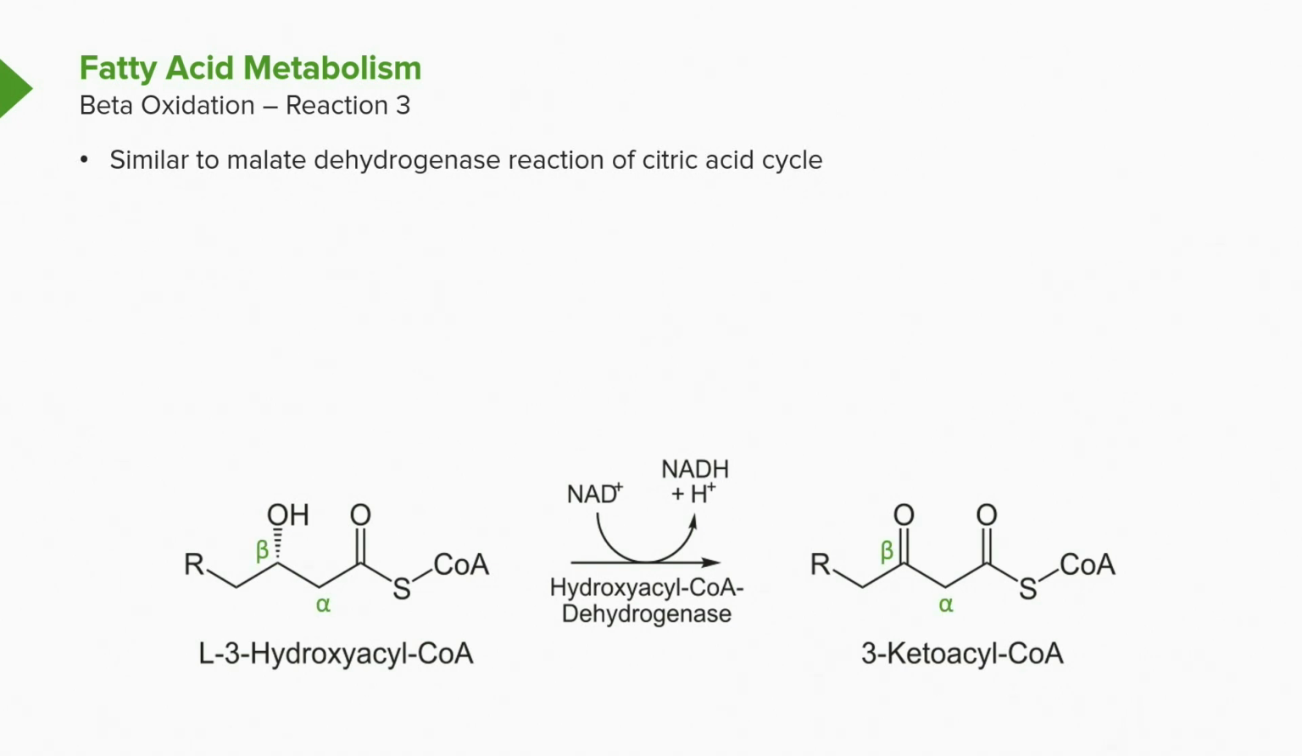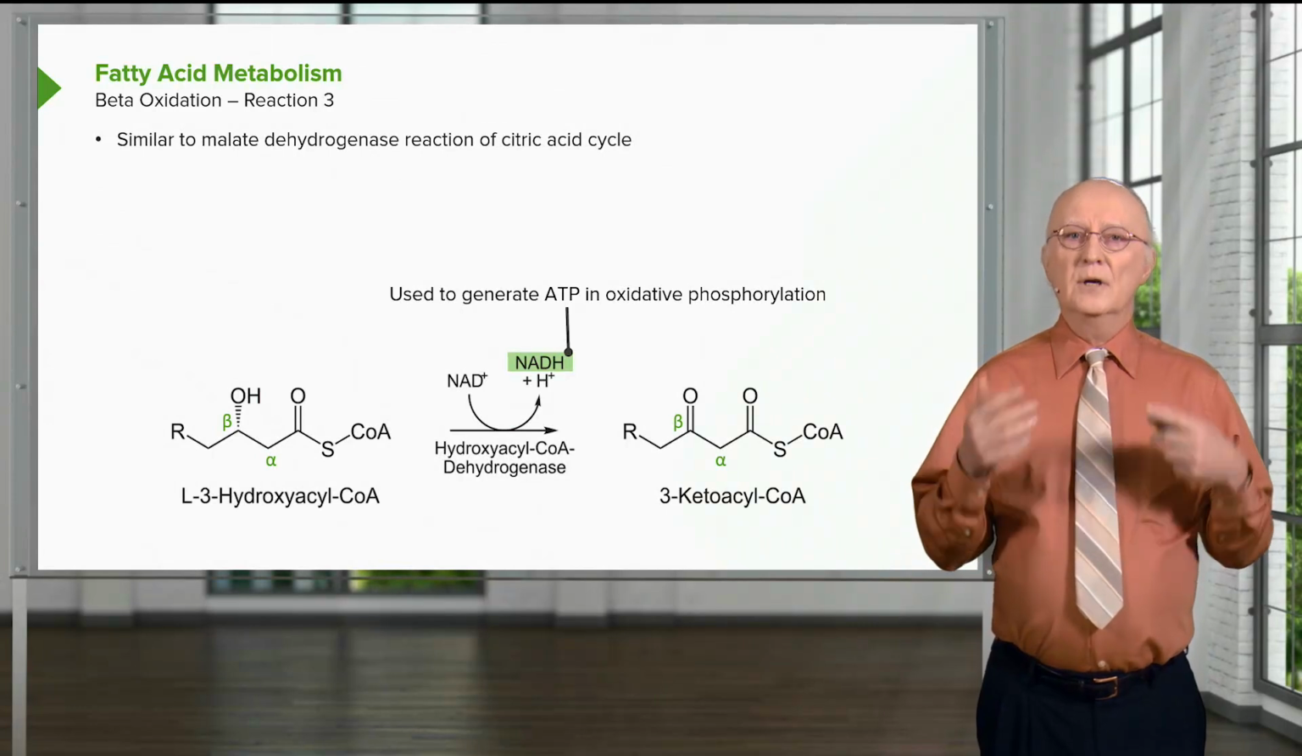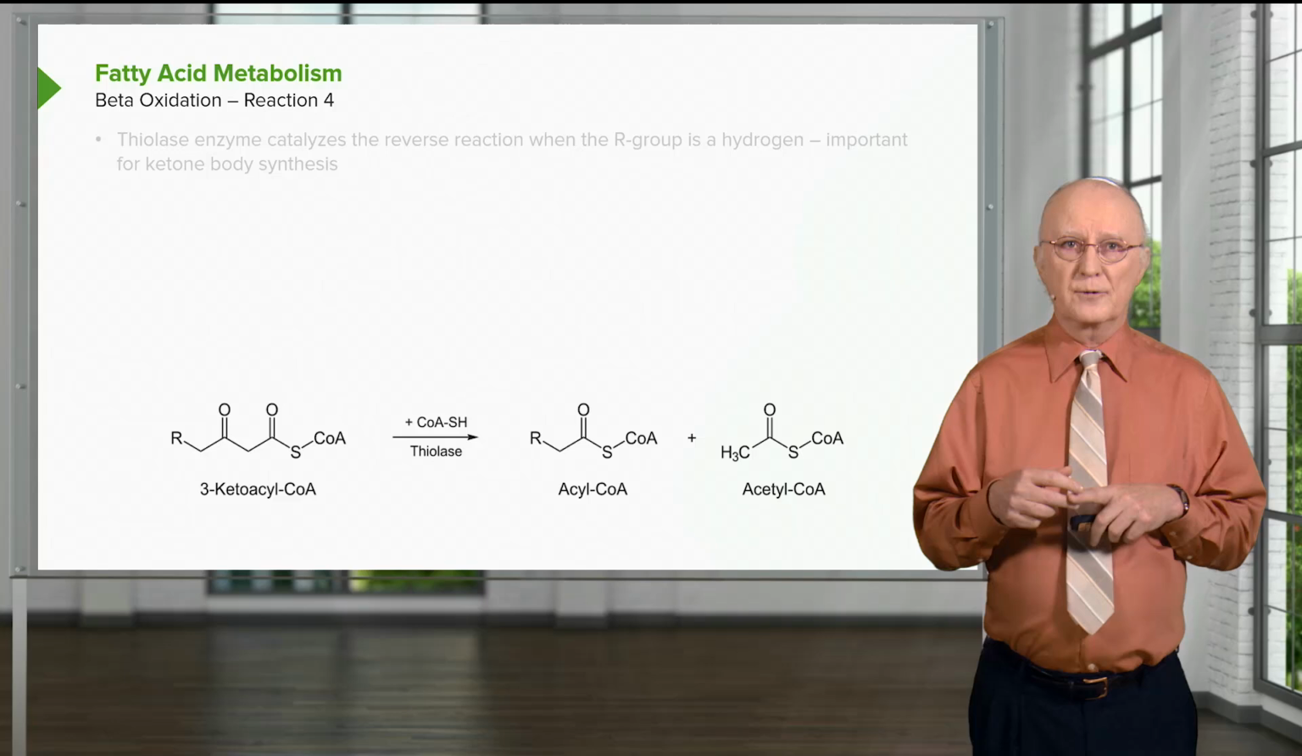Now, this reaction is similar to the malate dehydrogenase reaction of the citric acid cycle. This reaction is preparing us for the final step in which we will actually cleave the fatty acid into two pieces. The NADH, of course, like the FADH2, can be used to generate ATP in oxidative phosphorylation.